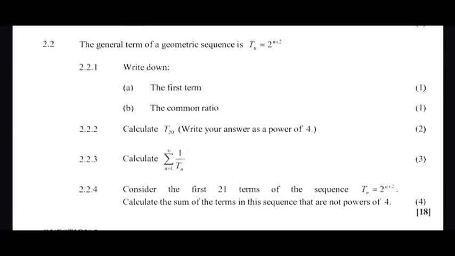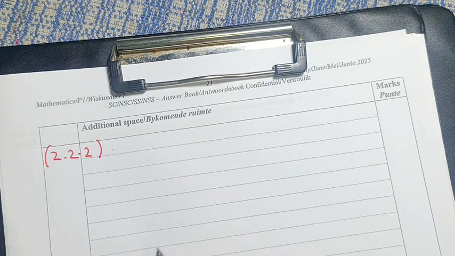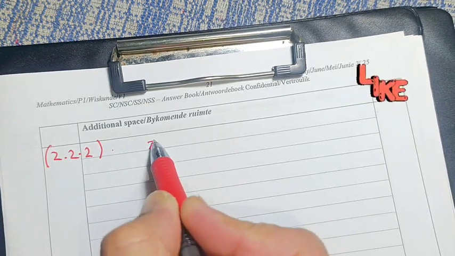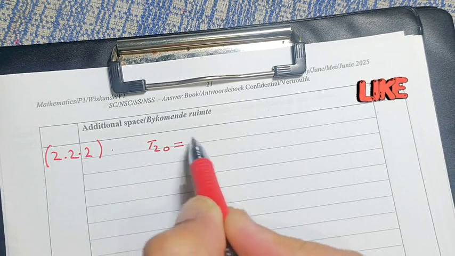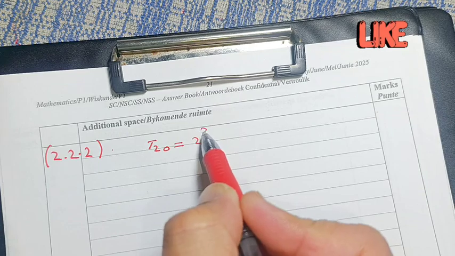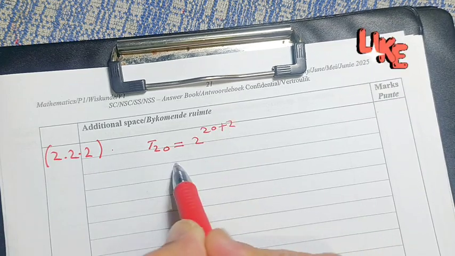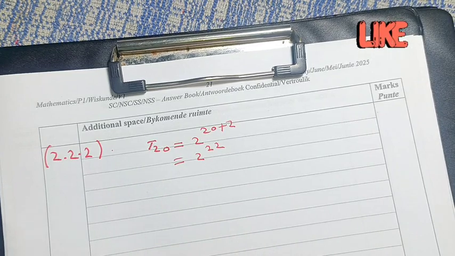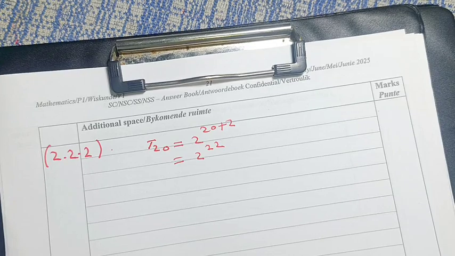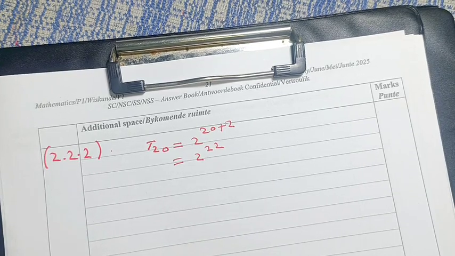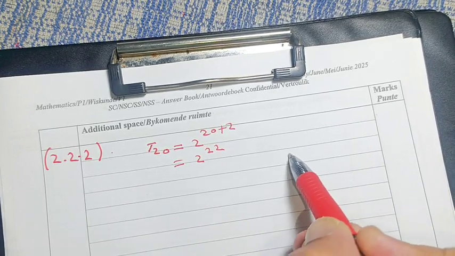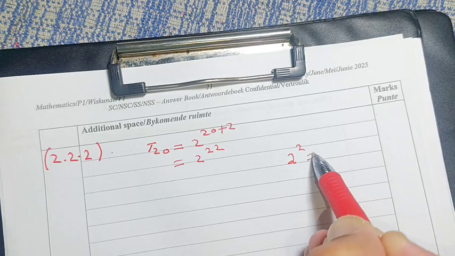2.2.2. Calculate T20. Write your answer as a power of 4. So we have now the general term, T20 is going to be equal to 2 power 20 plus 2. So we got 2 power 22. Now, to express as a power of 4, recall that 2 power 2 is equal to 4.